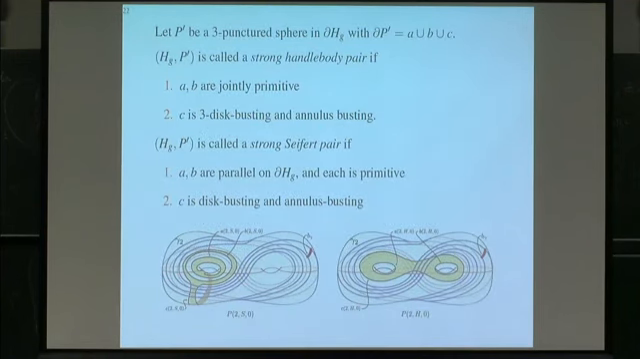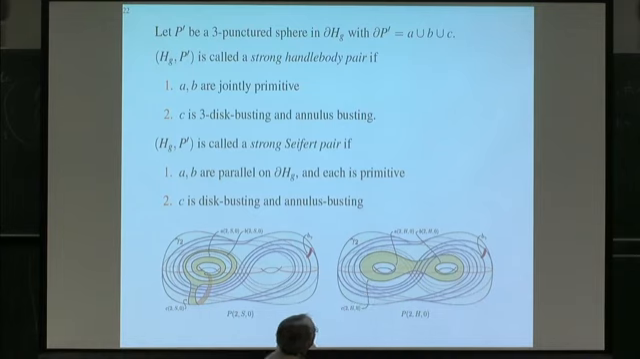Okay, so let P prime be a three-punctured sphere in the boundary of a genus g handlebody, and I'm going to denote its boundary components as A, B, and C. You call the pair, handlebody and three-punctured sphere P prime, a strong handlebody pair if two of the curves are jointly primitive, and then the third one is 3-disk-busting and annulus-busting. So that's supposed to be what this picture shows. You can ignore the parameterizations here, but this is A, B, and then C.